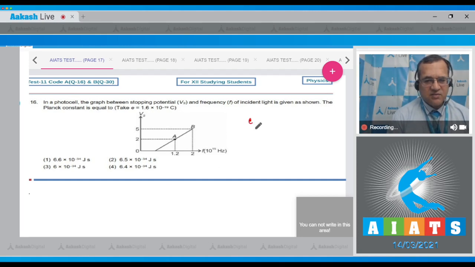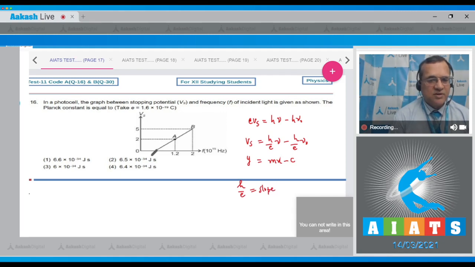The kinetic energy, which is equal to e into the stopping potential, is equal to e into h nu minus h into nu naught. This is the threshold frequency. Therefore, the stopping potential Vs is equal to h divided by e into nu minus h divided by e into nu naught. This is the graph of a straight line like this one. So if you compare, y is equal to mx minus c, and h upon e becomes the slope.